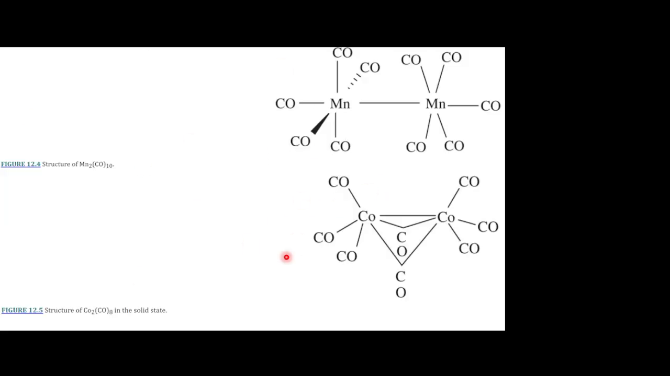Okay, so these are some structures of some of these ligand fields or complexes that we might see. This is the structure of Mn2, and then we have 10 COs around here. Notice we actually have two metals here, the one acting as ligand to the other, don't we? Isn't that cool? Look at that. So that's a dimetal complex.